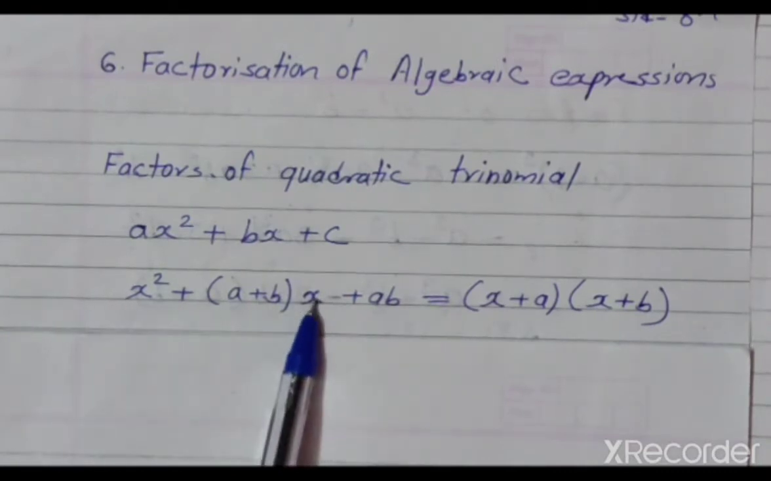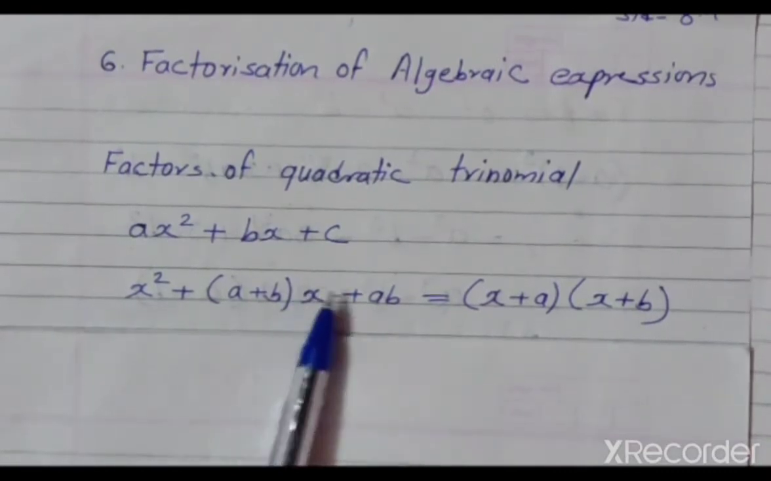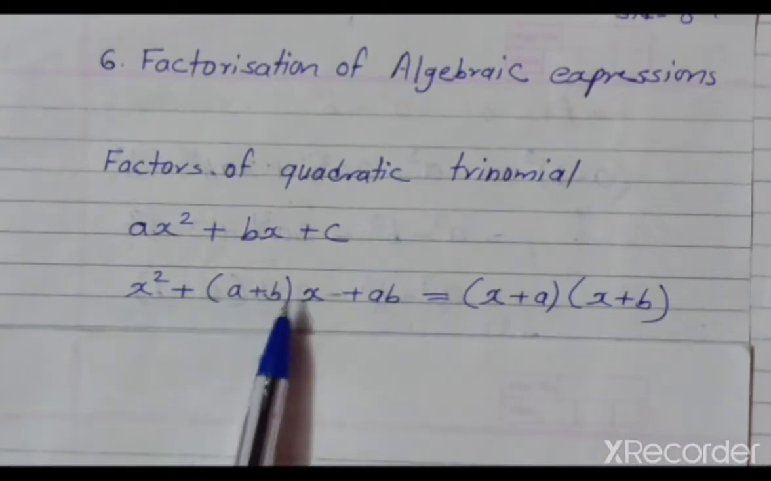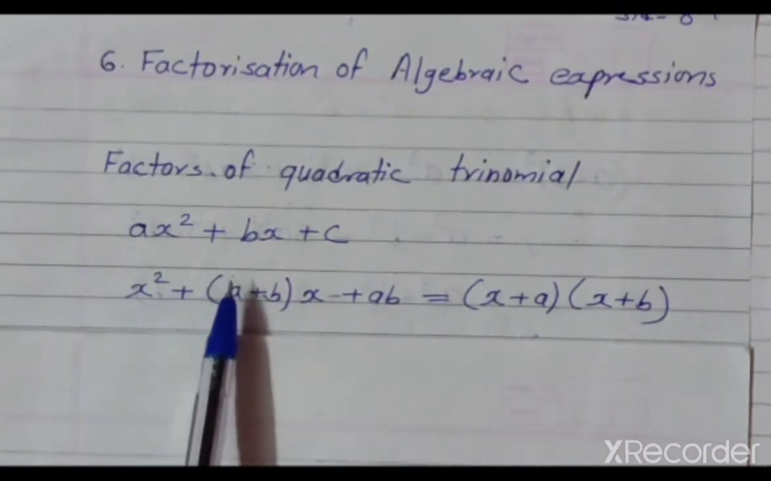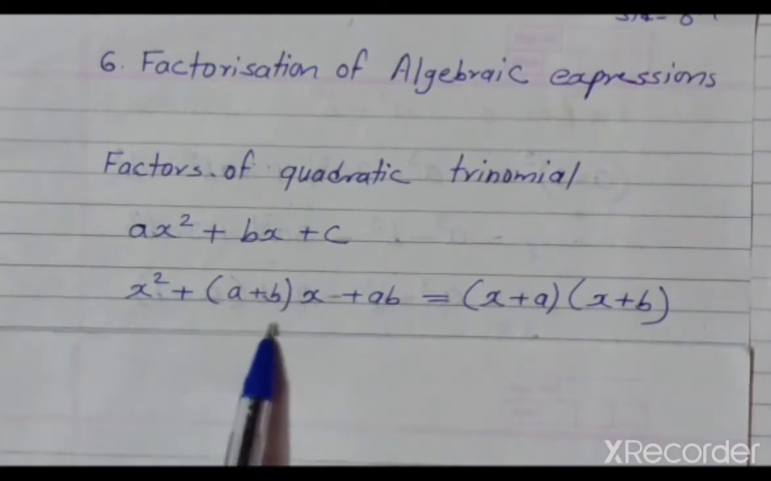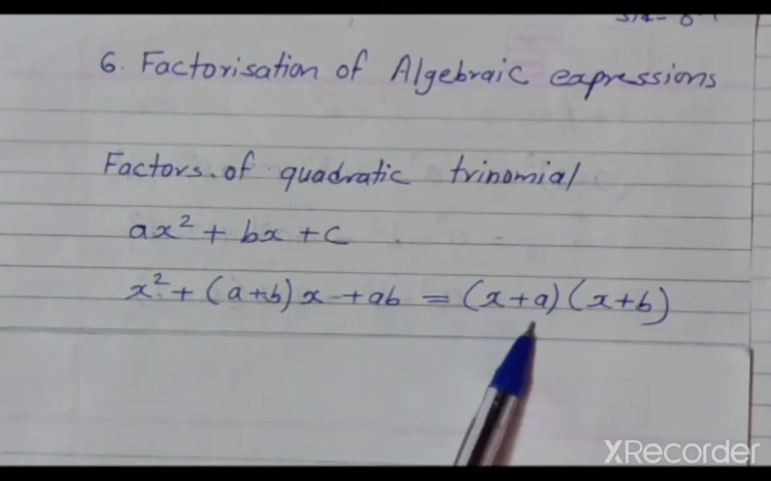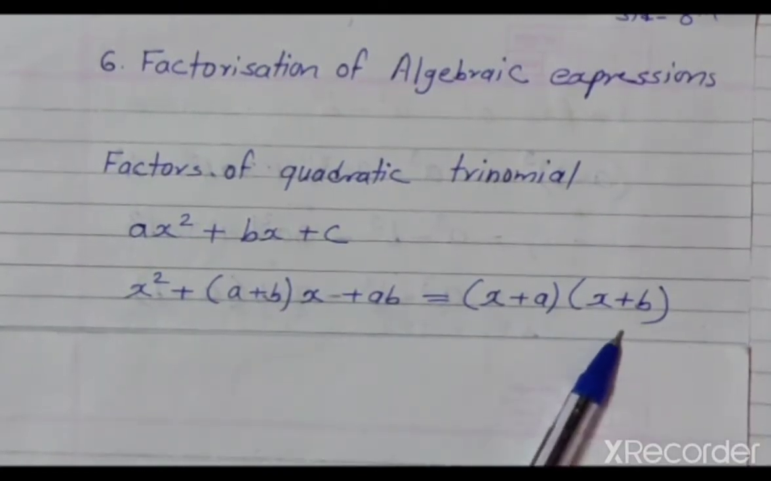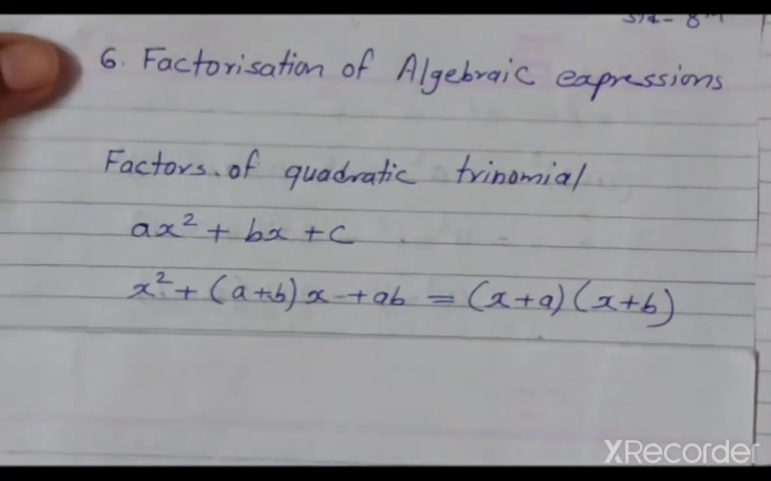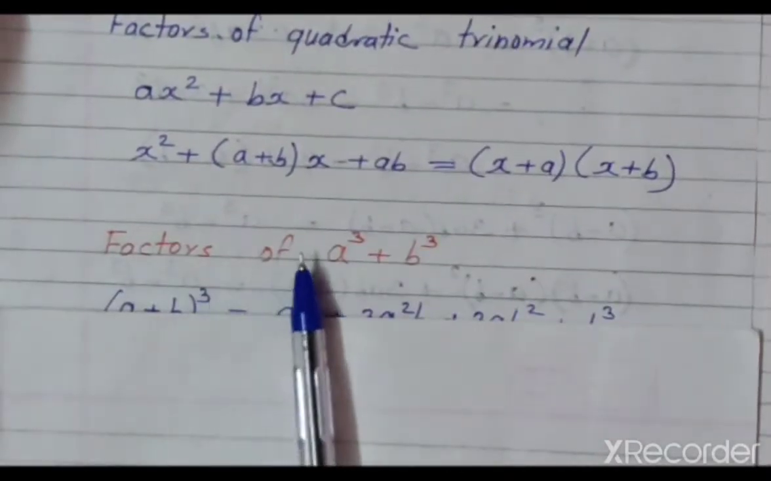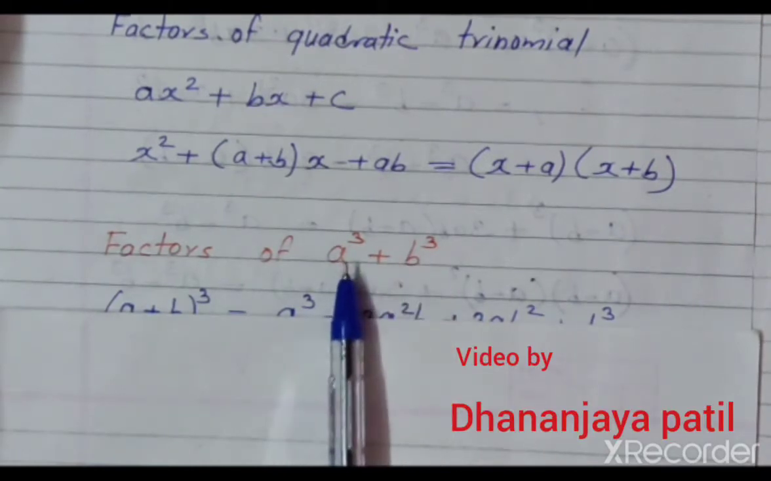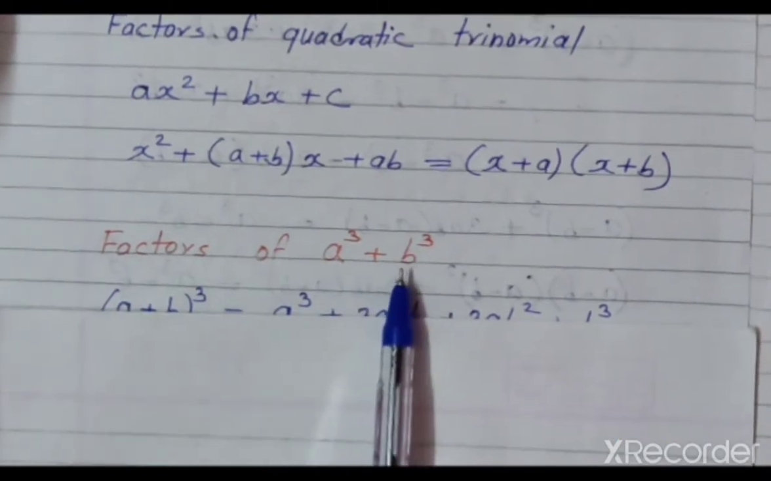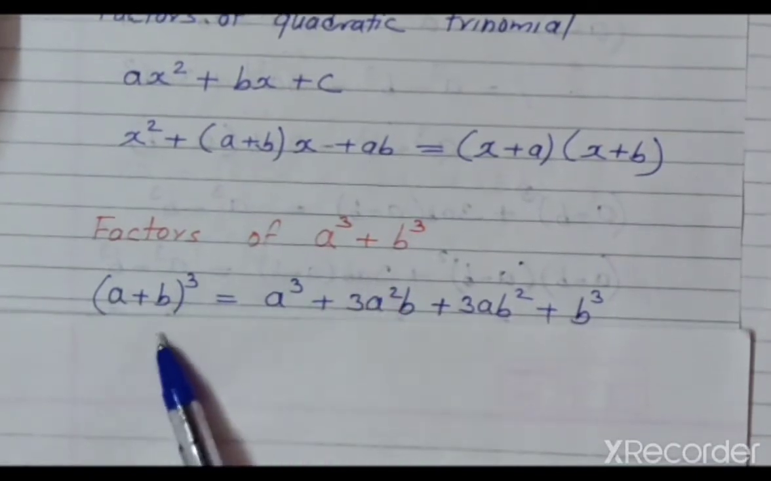So this is also one type of quadratic trinomial, because here there are three terms and it is quadratic. Therefore it is a quadratic trinomial. So its factors are x + a and x + b. Today we are going to learn the factors of a³ + b³ and the factors of a³ − b³, and some questions based on it.